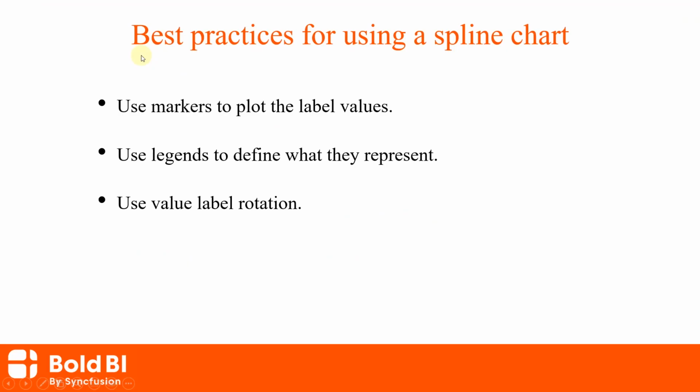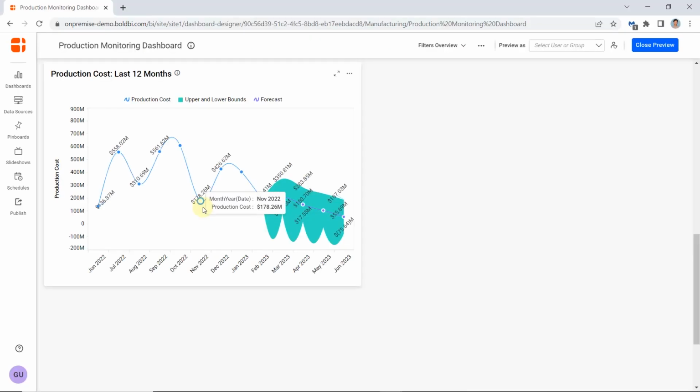Some of the best practices for using spline charts are: use markers to plot the label values. Legends should be used to define what they represent, and value label rotation can be used to change the rotation angle for value labels to make the widget look more aesthetically appealing. Next, I will show you a few real-time dashboard examples that have used spline charts.